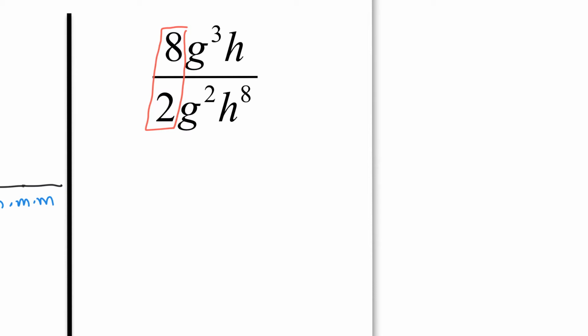Let me just write it down so you can see it here. 2 goes into 8 4 times, and 2 goes into 2 1 time. But guess what? That 1 on the bottom, we don't need it, because any 1 on the bottom of the fraction, you don't need it. You can have it as an invisible 1. But we do have more bases. So let's look at the next base, which is the variable g.